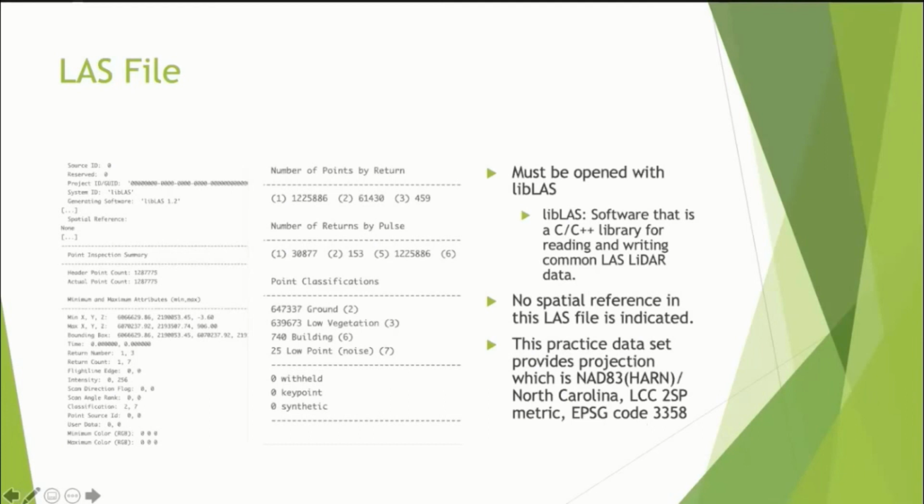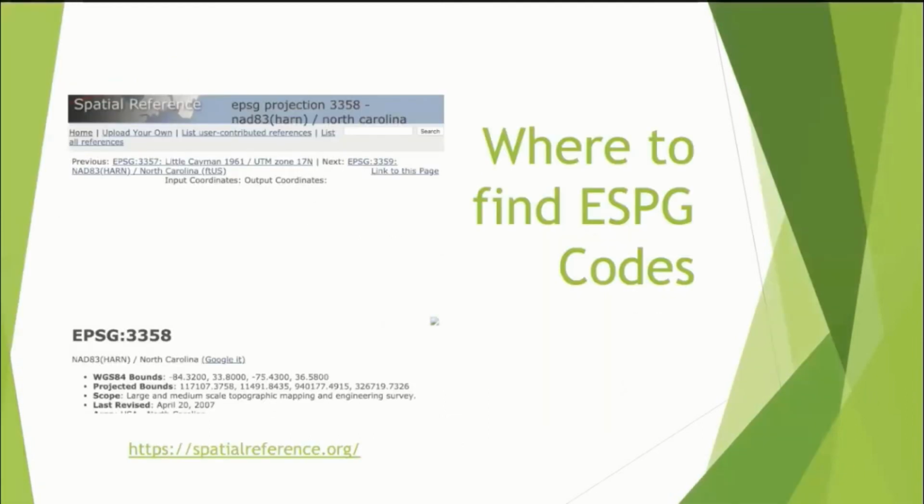But if this isn't practice and we need to find that EPSG code, I found a website where we can find EPSG codes, which is called Spatial Reference. As long as you know the area in which you're working, you can go up here and type in Ohio, and it'll bring up a whole list of EPSG codes for Ohio, and you should be able to find the EPSG code that will be used for your project.